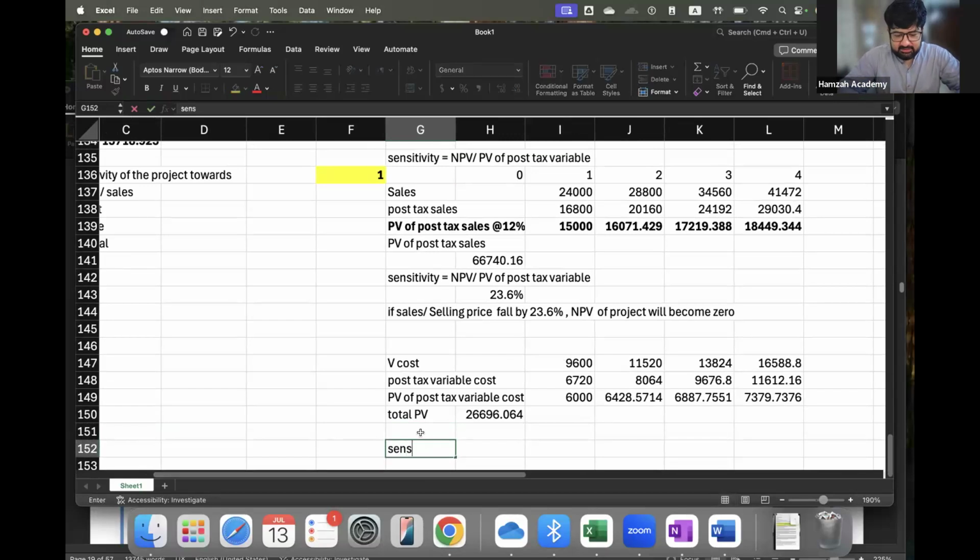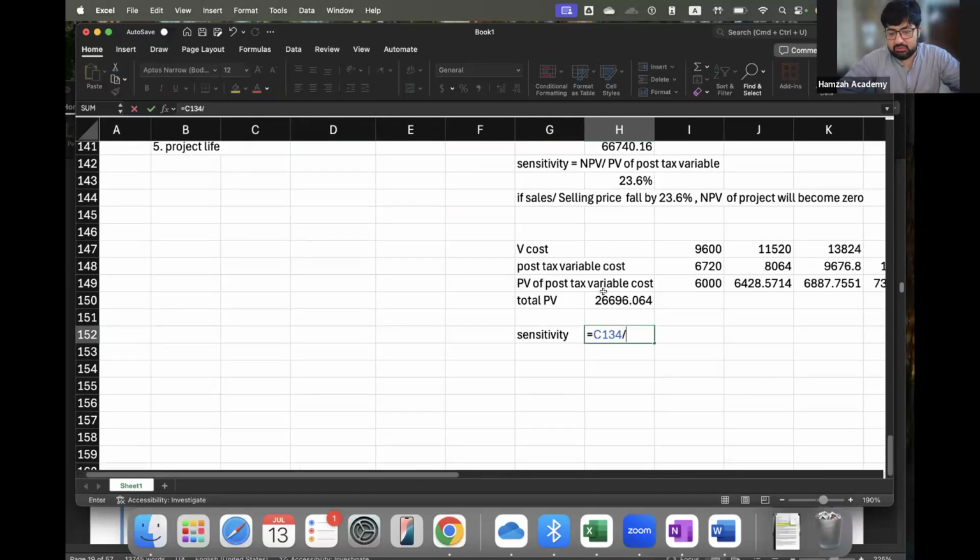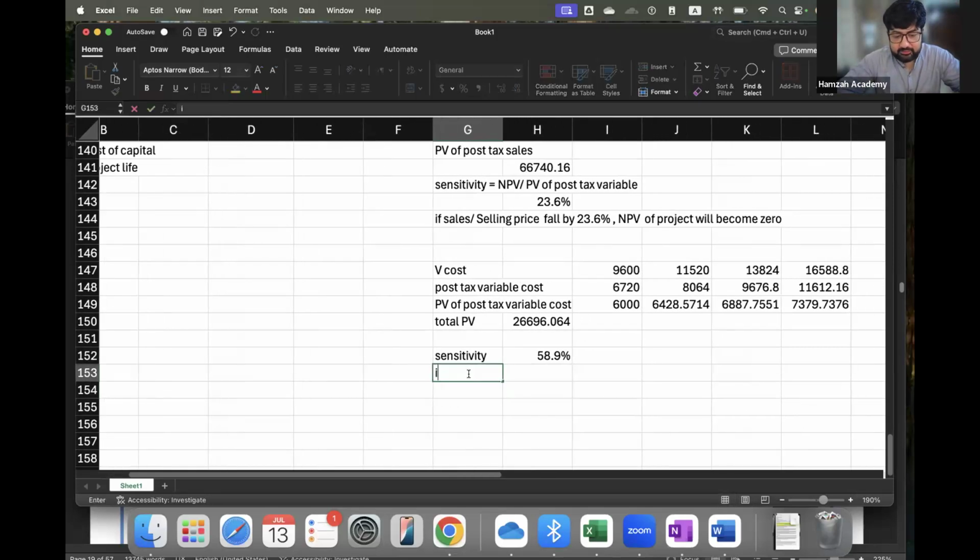Now, sensitivity. NPV, present value, same formula of post-tax variable. So the answer is if variable cost increases 58.9%, NPV will become 0.